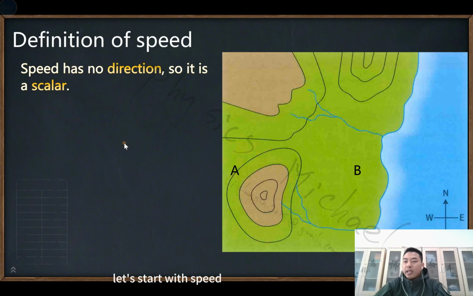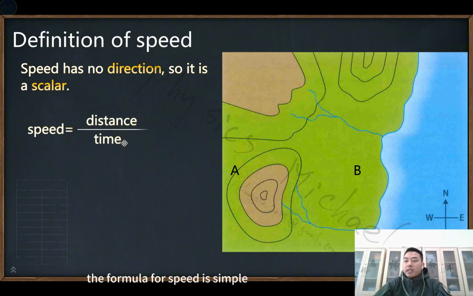Let's start with speed. Speed tells us how fast an object is moving, but it doesn't tell us anything about its direction. That's why speed is a scalar quantity. It only has magnitude, not direction. The formula for speed is simple. Speed equals distance over time taken.